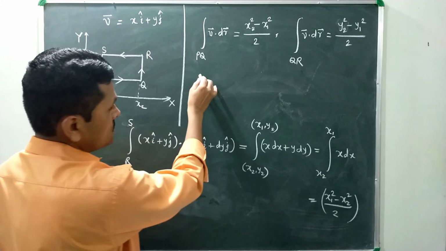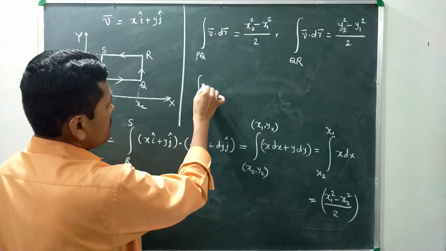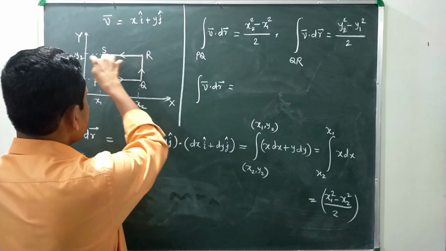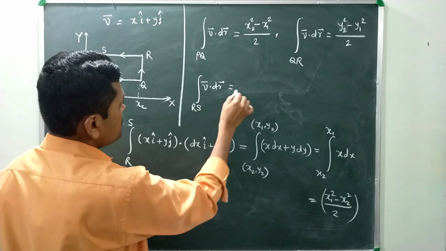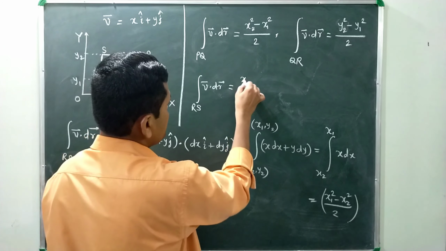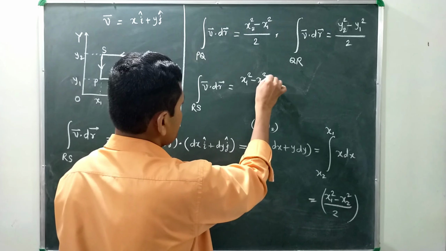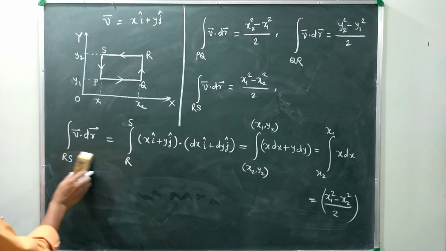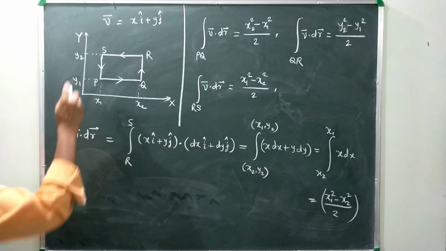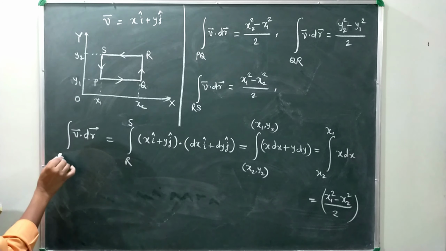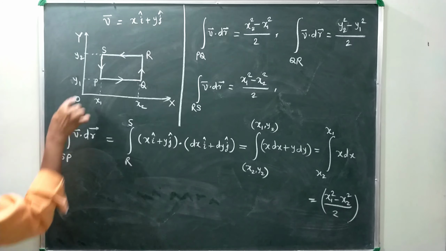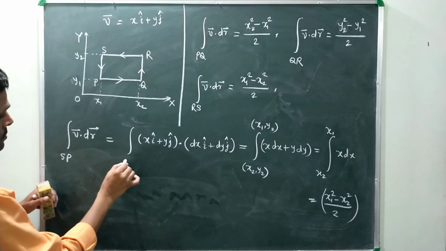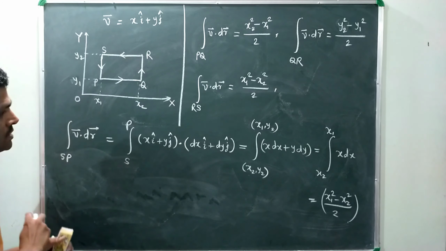So write down here the third integral, which is the line integral of vector v along RS, and this is equal to x1 square minus x2 square by 2. And now we are going to evaluate the fourth and the last integral, which is along SP, means the limit of integration is from the point S to point P.